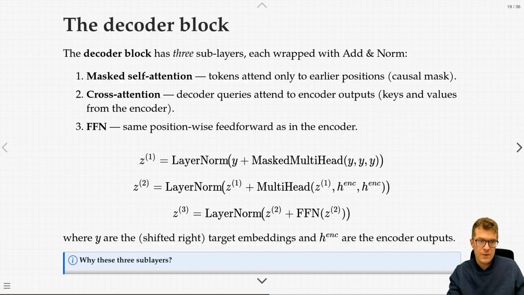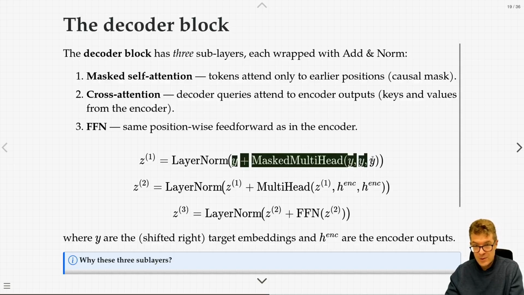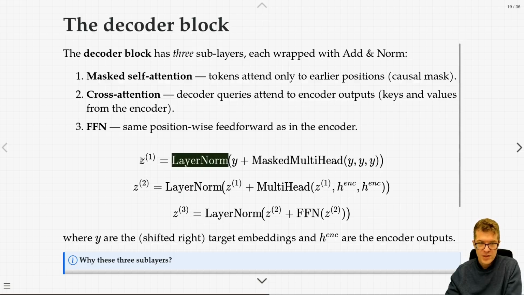And then we still have a feed-forward neural network. This is still a position-wise feed-forward sublayer that, just like the encoder, combines things together for our representations for this particular moment in time. So we have our masked multi-head attention, and then this is a residual connection because we have Y and we have the masked multi-head attention from Y. Both of these are passed through a layer normalization. This forms our first sublayer.